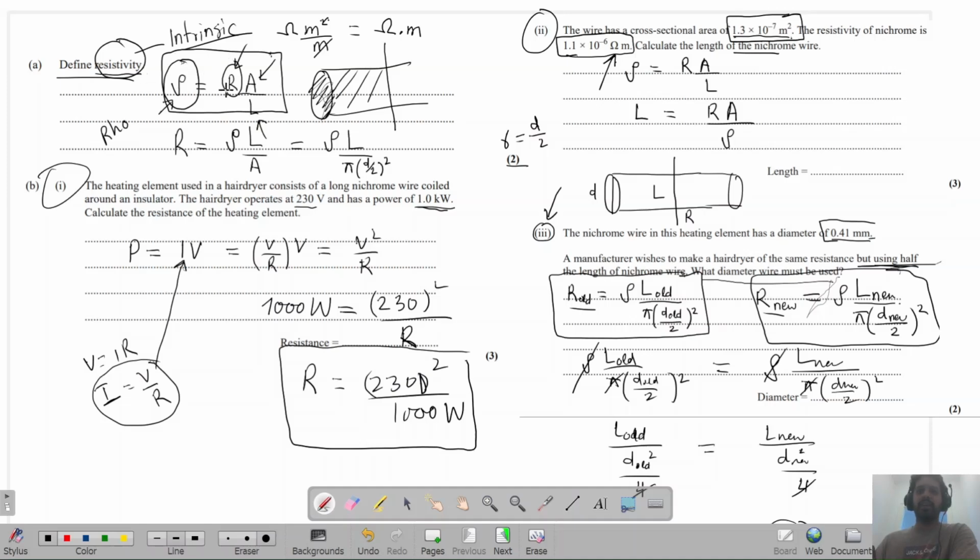So if you want to define resistivity, you have to mention all of these things. You have to write an equation, you have to mention what each symbol is representing, and also you have to mention the units of resistivity.